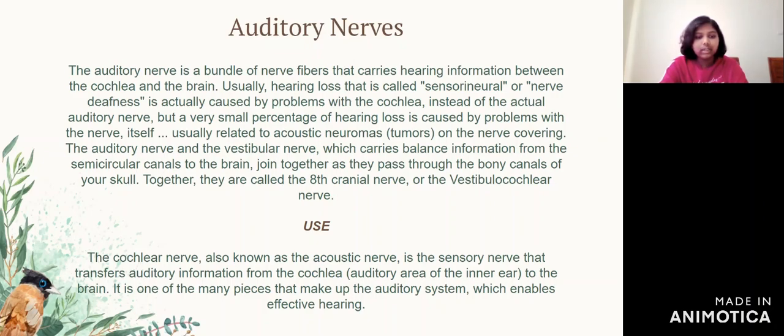Use. The cochlear nerve, also known as acoustic nerve, is the sensory nerve that transfers auditory information from the cochlea to the brain. It is one of the main pieces that make up the auditory system, which enables effective hearing.